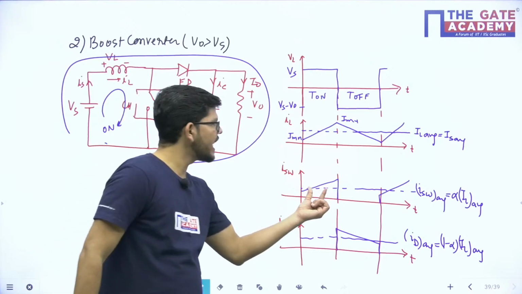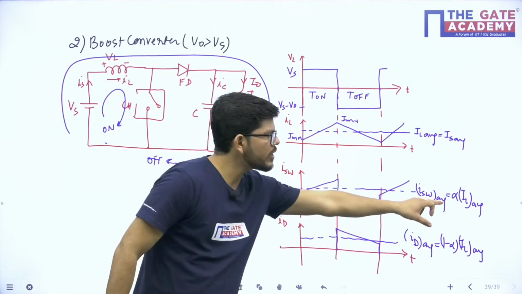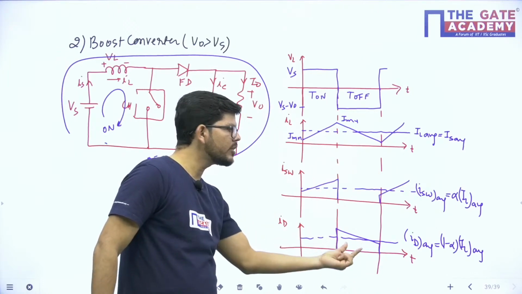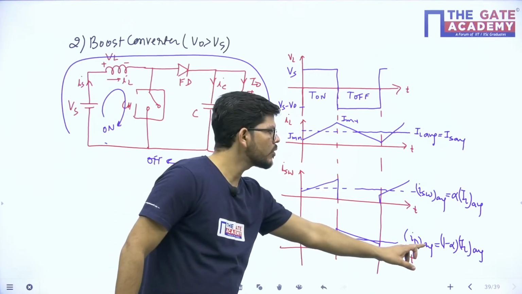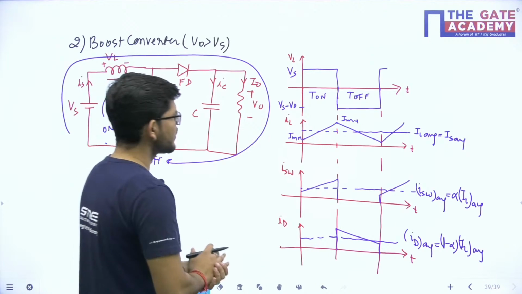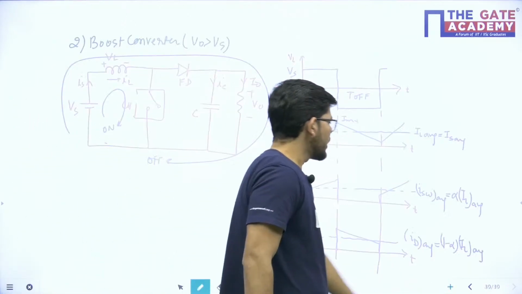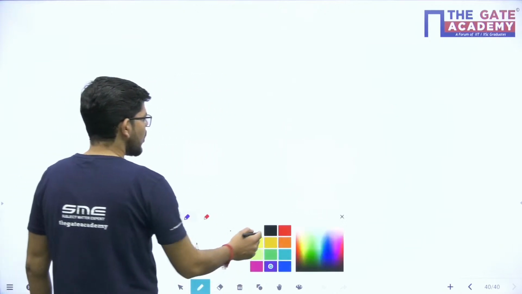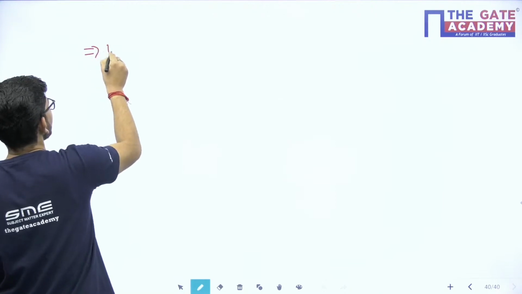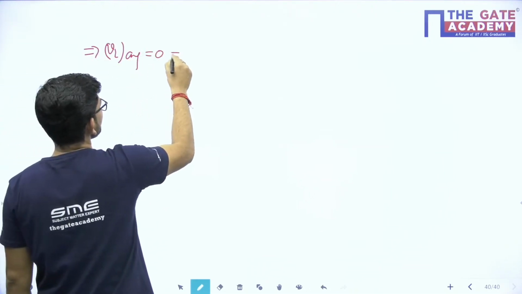Because the switch will carry the portion of inductor current during the on period, its average value will be equal to alpha times IL average. The diode will carry the portion of inductor current during the off period, so its value will be equal to 1 minus alpha times IL average, isn't it? So these are the values of different currents in the circuit that we have. Now let us calculate all the parameters one by one. So if I calculate the first one, I apply volt-ampere balance, or VL average equals 0. So what will happen?